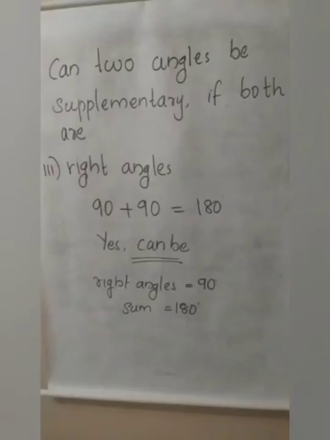Why? Right angles are equal to 90 degrees, so their sum will also be 180 degrees. So when the two angles are right angles, we can say they are supplementary. Both acute and obtuse angles cannot be supplementary.